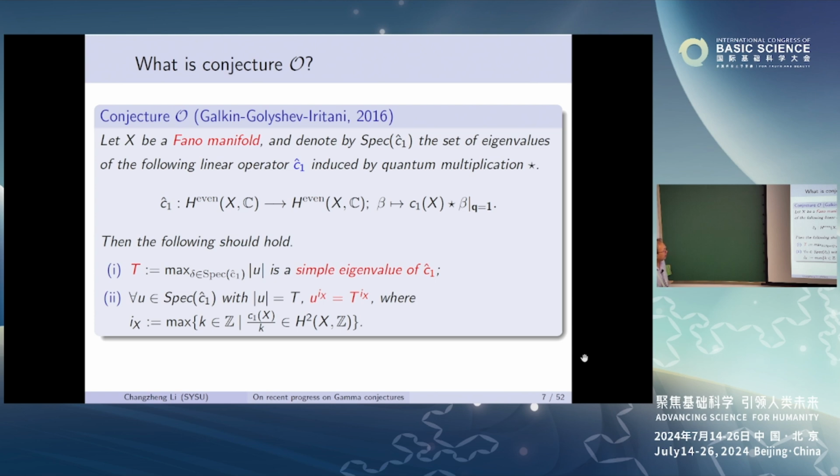And here Ix is called the Fano index, defined by the maximum integer such that this is again an integral cohomology class. So from here, this is nothing but linear algebra if we forget the geometrical background. That just means we study some kind of theory, because from the quantum cohomology we can consider some linear operator.